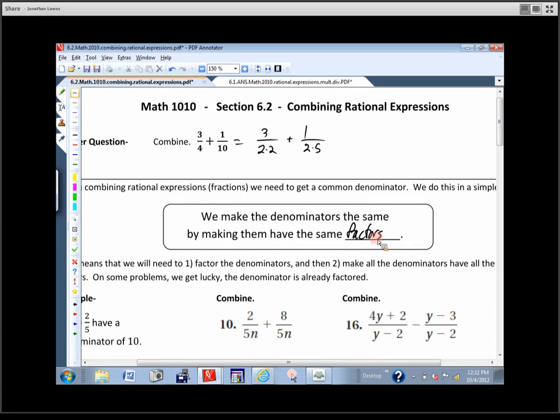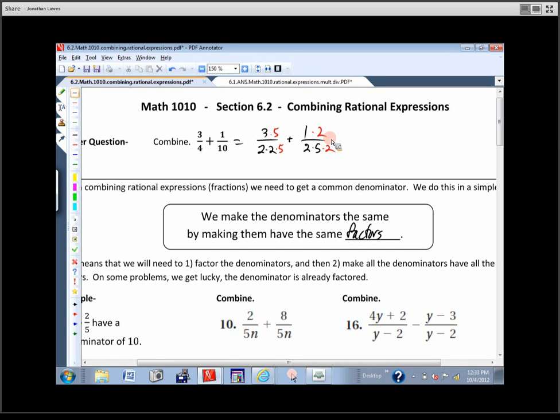So if I do that on this particular one right here, this one has 2 2's, this one has a 2 and a 5. What does this one need that this one has? It needs a 5. What does this one need that this one has? A 2. Now, if I multiply the bottom of this one by 5, I've got to multiply the top one by 5, so I keep it an equivalent fraction. And if I multiply the bottom by 2, I have to multiply the top by 2.